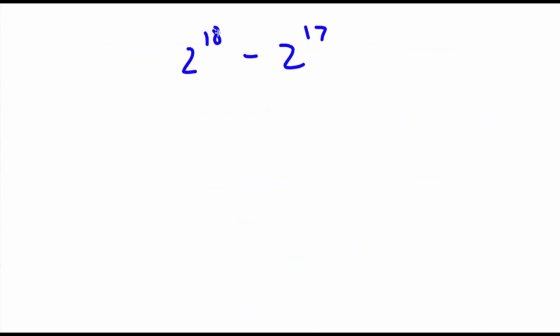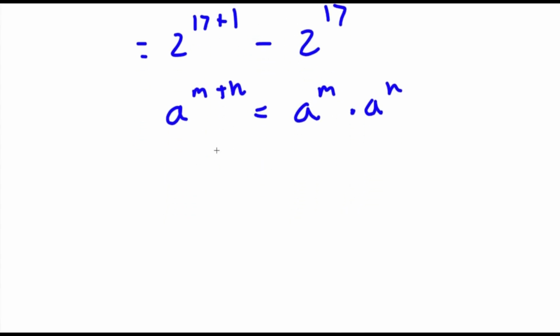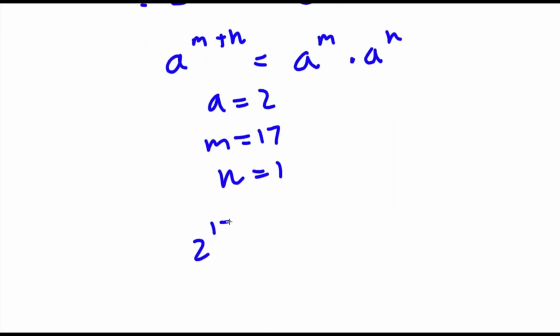Alright, so first off, 2 to the power of 18. This is equal to 2 to the power of 17 plus 1. So now I have 2 to the power of 17 plus 1 minus 2 to the power of 17. Now, if I have something in the form a to the power of m plus n, this is equal to a to the power of m times a to the power of n. So in this case, a is equal to 2, m is equal to 17, and n is equal to 1. So now I have 2 to the power of 17 times 2 to the power of 1 minus 2 to the power of 17.